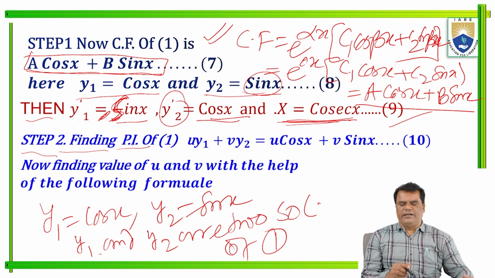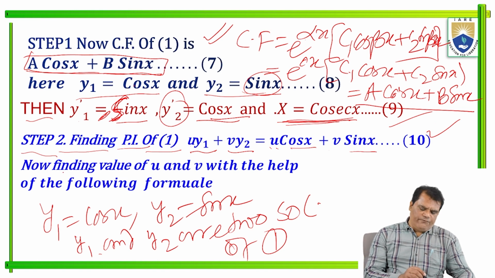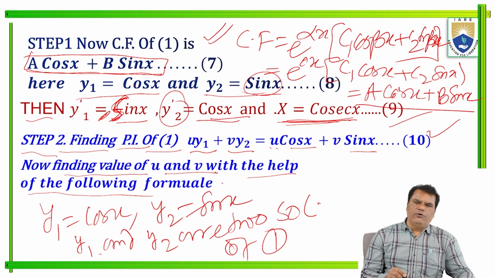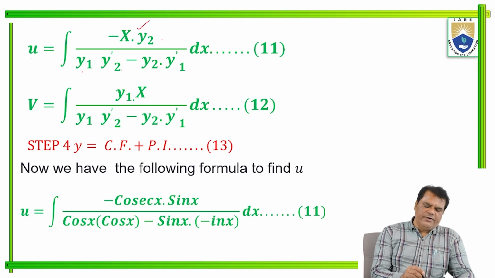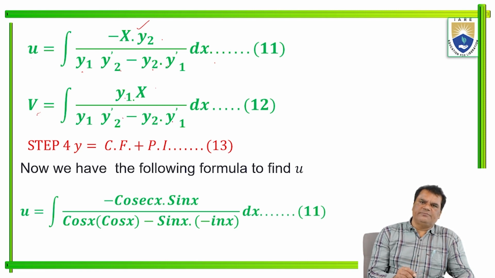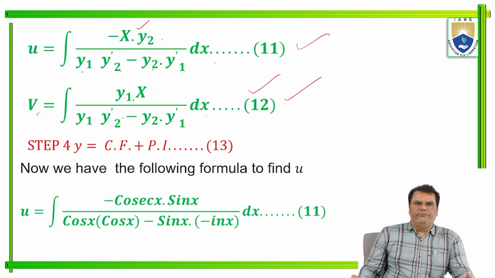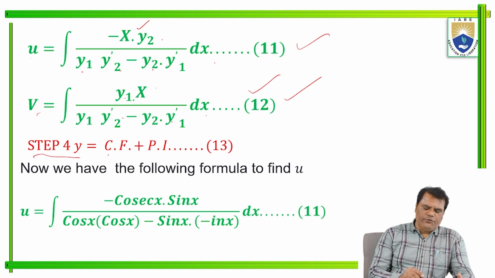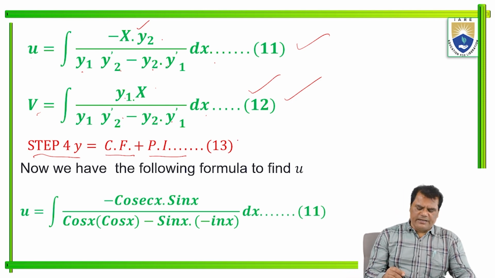Step 2, PI, the particular integral of equation 1. What is PI? It is u y1 plus v y2, where y1 is cos x and y2 is sin x. So u cos x plus v sin x. This is equation 10. Step 3: find the values of u and v with the help of the following formulae which we have proved. u equals minus the integral of X y2 upon y1 y2 dash minus y2 y1 dash, dx, and v equals the integral of y1 X upon y1 y2 dash minus y2 y1 dash, dx. From equations 11 and 12 we find the values of u and v. Then step 4: complementary function plus particular integral. We add the complementary function and particular integral, then we get the complete solution.